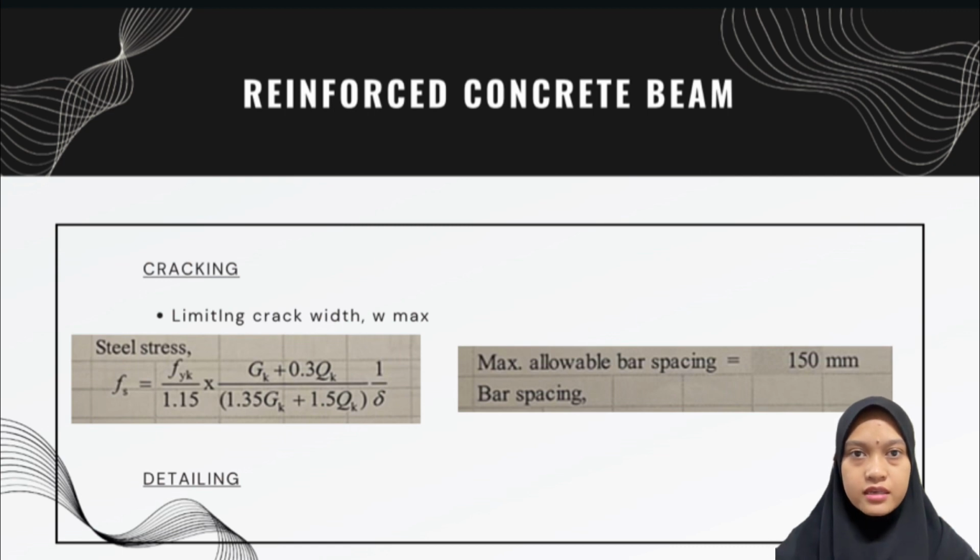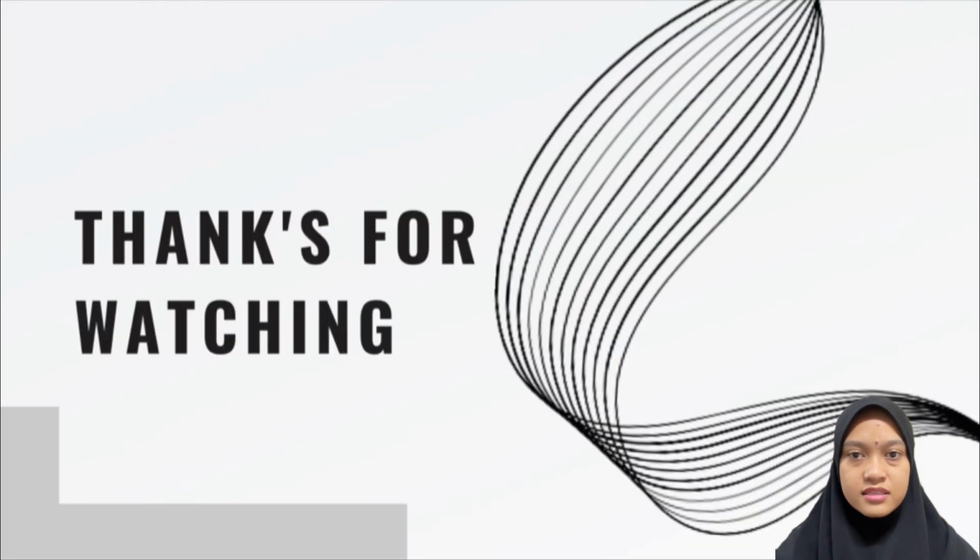Then, for cracking, the limiting crack width w max is determined because usually cracking can happen anywhere caused by strains not considered in design. Determine if the cracking is okay. Finally, do the detailings for the beam design by following the requirements given and calculations. That's all from us.